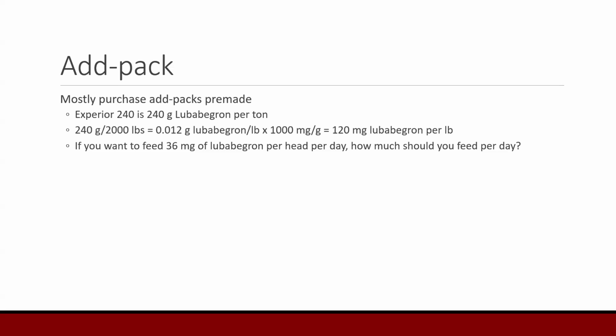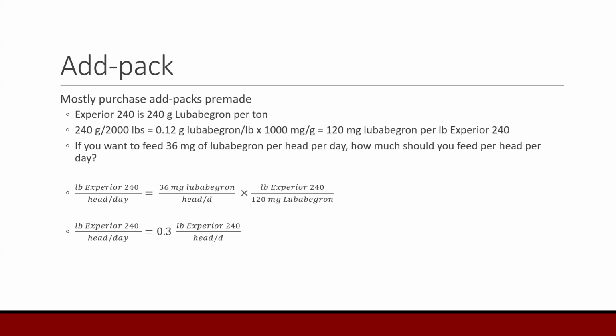36 divided by 120. Okay. Wanting to bring 36, you know, that 120 per pound. So 36 divided by 120 cancels out our milligrams of flubavergon, gives us pounds of Experior 240. Okay, simple enough. Okay, so there's the answer.